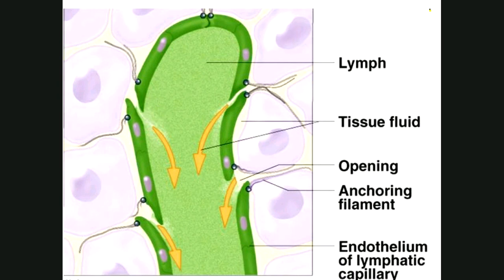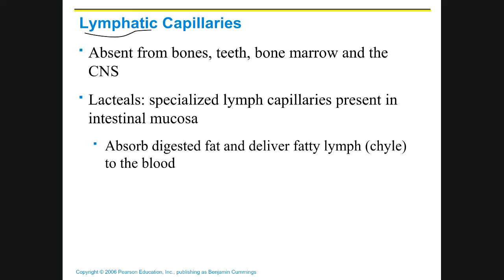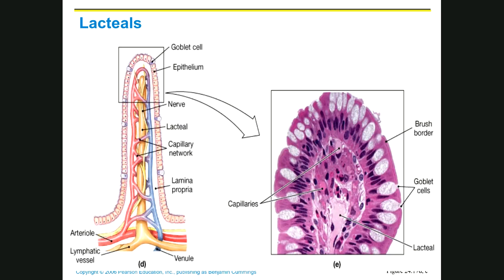We have these lymphatic capillaries basically everywhere. We don't have them in these places. So you don't have any in bones or teeth or bone marrow. You also don't have any in the central nervous system. They're also present in the digestive system.